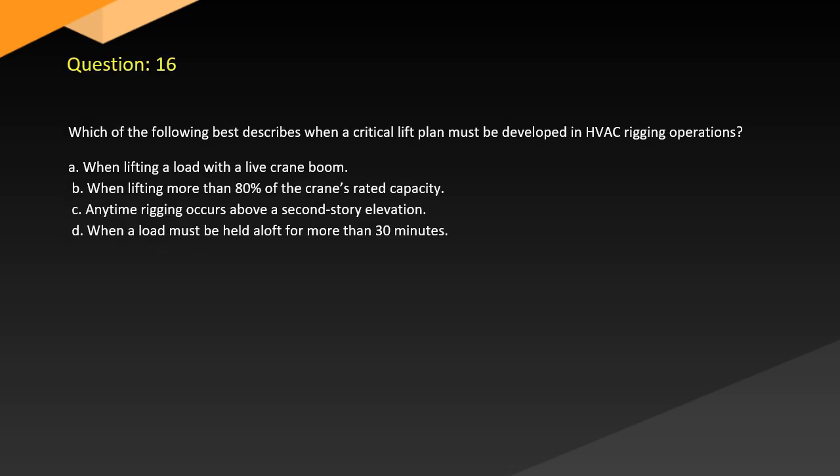Question 16. Which of the following best describes when a critical lift plan must be developed in HVAC rigging operations? A. When lifting a load with a live crane boom. B. When lifting more than 80% of the crane's rated capacity. C. Anytime rigging occurs above second-story elevation. D. When a load must be held aloft for more than 30 minutes.